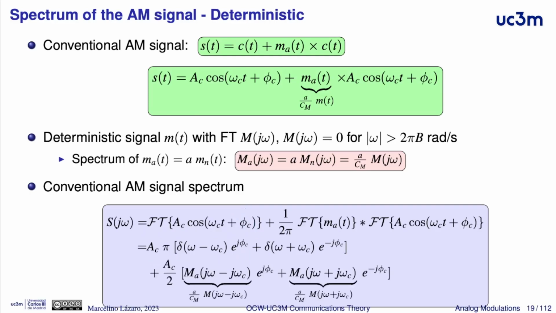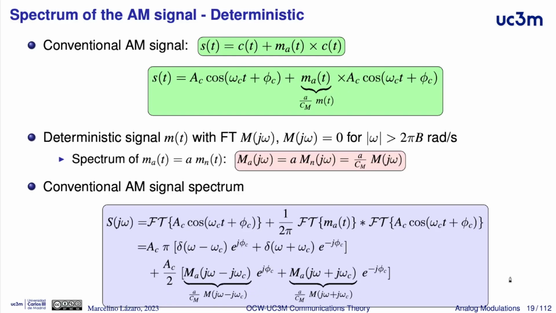Then the convolution of these deltas with the Fourier transform of MA produce just shifted versions of the frequency response of MA, shifted plus and minus omega c with the corresponding phase factor, and each replica has an amplitude scaling of 1/2.